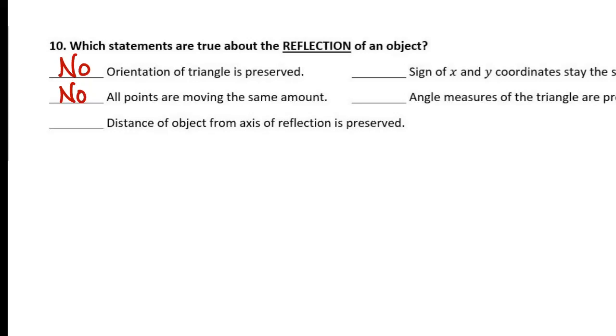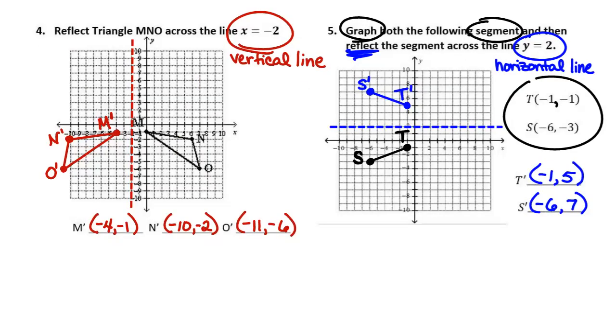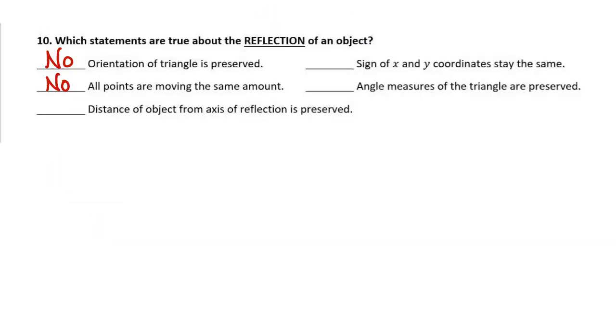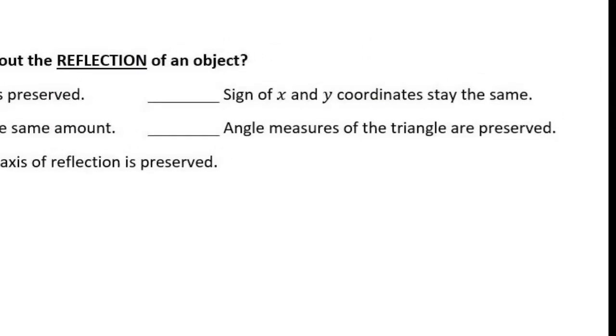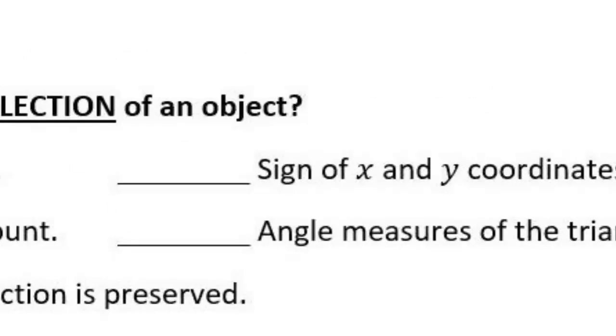Distance of the object from the axis of reflection is preserved. Let's go back and look at one of these line segment ones. T was 3 units below the axis of reflection. Here it's 3 units above. S was 5 units below. Here S is 5 units above. Did the distance of a single point stay the same away from that axis of reflection, that line of reflection? Yes. The sign of the x and the y coordinates stays the same. No.